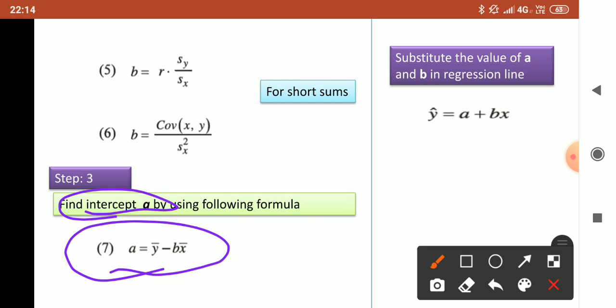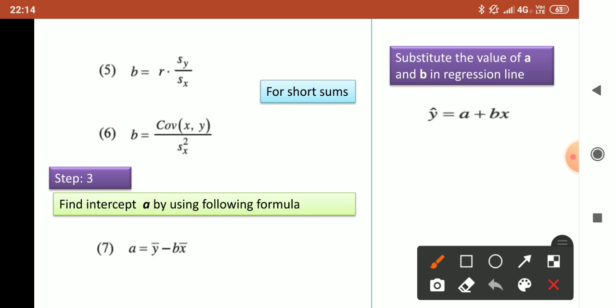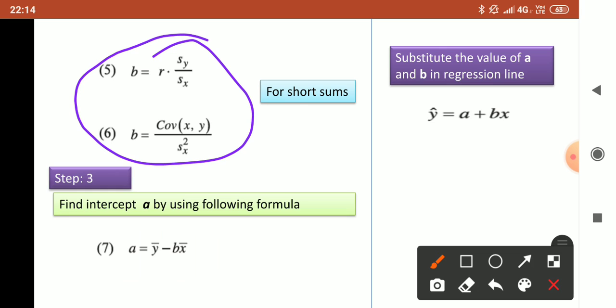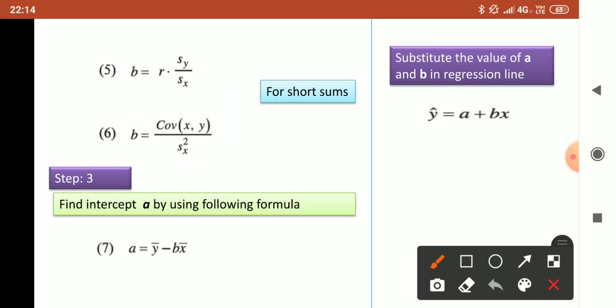So find the intercept by using the formula. Apart from this, we will learn that for short sums there are 2 formulas to find b. b equals r into sy upon sx, and the second is, when covariance is given in the sum, b equals covariance xy upon sx square. So you have to learn these 2 formulas also for short sums.